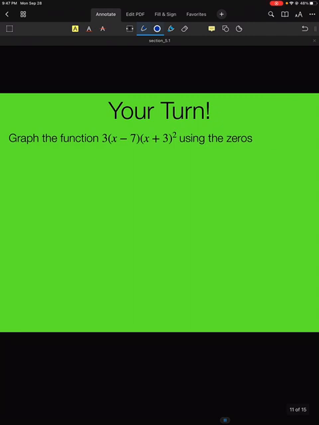Here's a much more manageable function. I want you to graph the function 3 times (x minus 7) times (x plus 3) squared, using the zeros method.